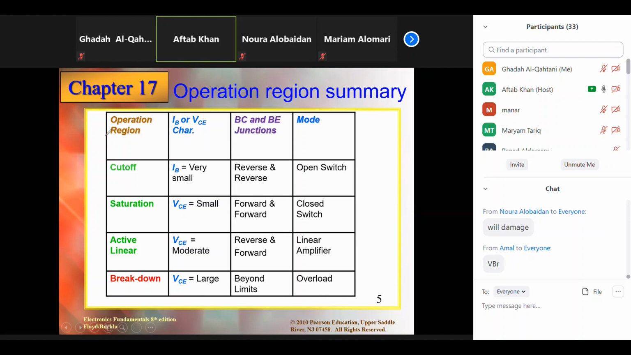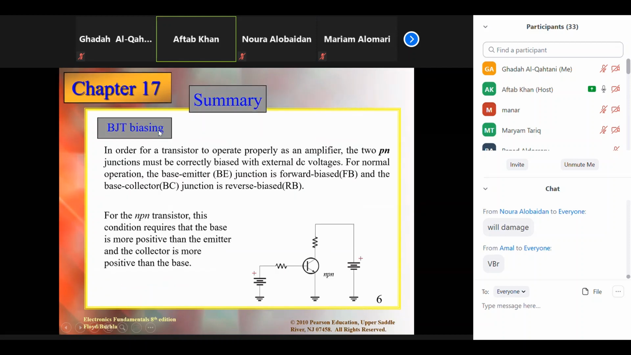Now, DC biasing. As I just told you, we have to set up the transistor, make it ready for a particular application. This is what we call biasing. In order for the transistor to operate properly as an amplifier, we are going to look at the first application as an amplifier. What is the condition? The base-emitter junction should be in forward bias, and the base-collector junction should be in reverse bias. Then only can this transistor work as an amplifier.